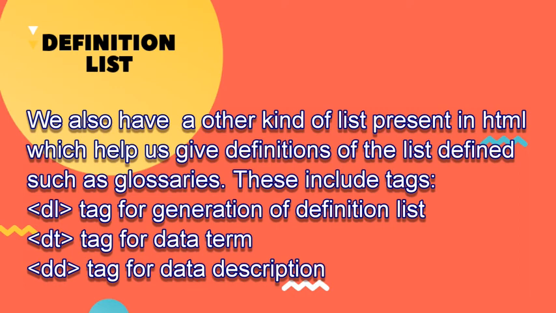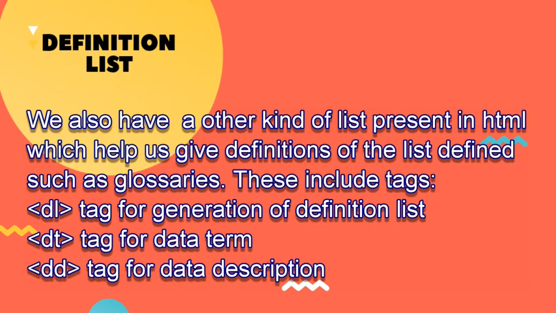Similarly to these, we have a definition list. The definition list is basically used to define glossaries. For example, if I want to give the full form of something, or give some definitions in a particular document, then I can use the definition list. Whenever I am talking about the definition list, it includes 3 tags: number 1 is DL, number 2 is DT, and number 3 is DD.